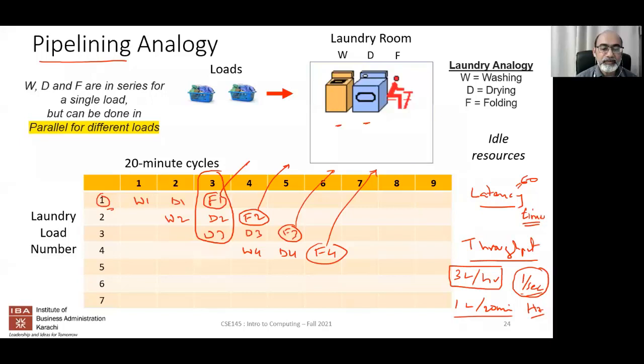So you can see that the units of throughput and latency are very different. And we'll come across this again when we go into data communication later on in this course. Question: could you please explain latency again? Okay, so the latency is simply the time.